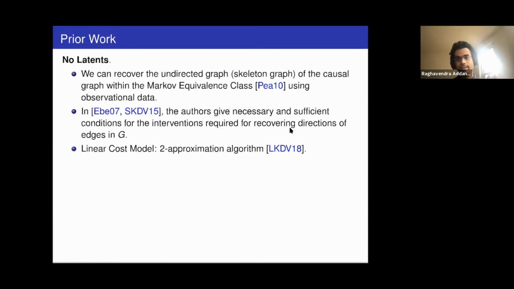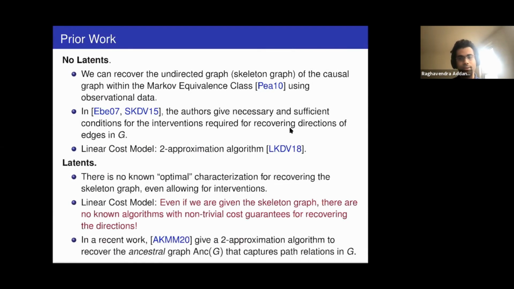And in a linear cost model using these relations, they get a true approximation very recently by Lindgren et al. But the setting of latents is severely lacking in understanding. So first of all, we do not know how to even obtain this undirected graph or the skeleton graph. Even if we allow for experiments, even if we allow for interventions, we do not know how to recover this undirected graph. And there is no optimal notion also known here.